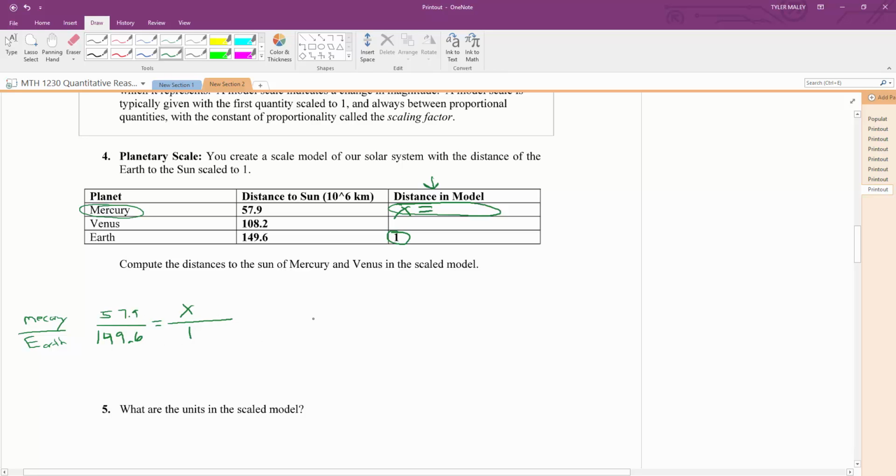So if I do some cross multiplication here, you end up getting that 57.9 equals 149.6x. So x would equal 57.9 divided by 149.6. This comes out to be about 0.387.